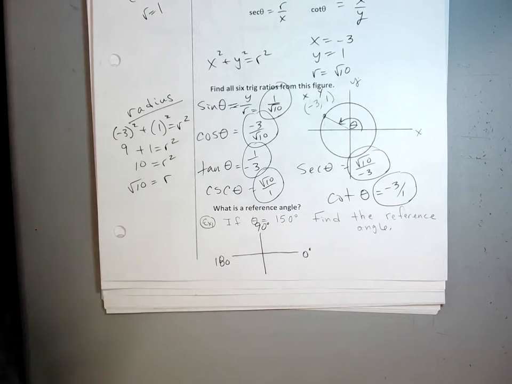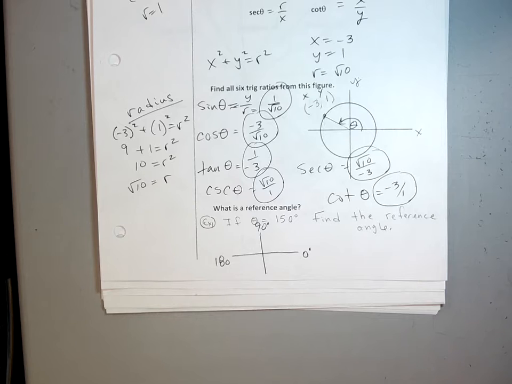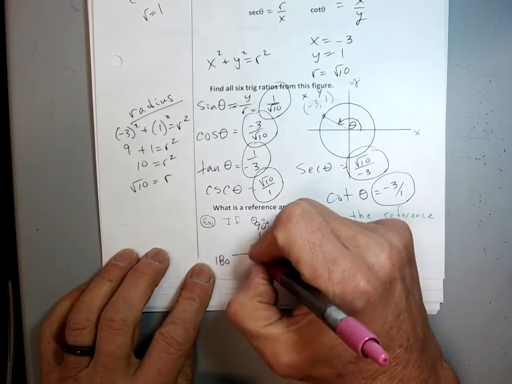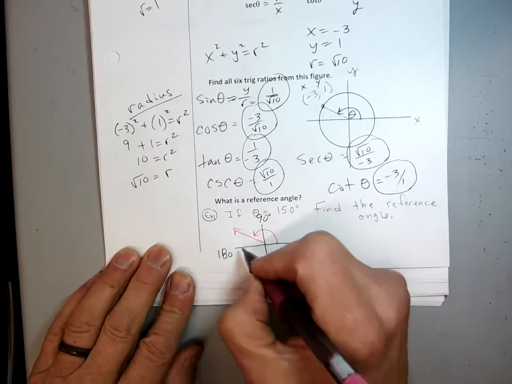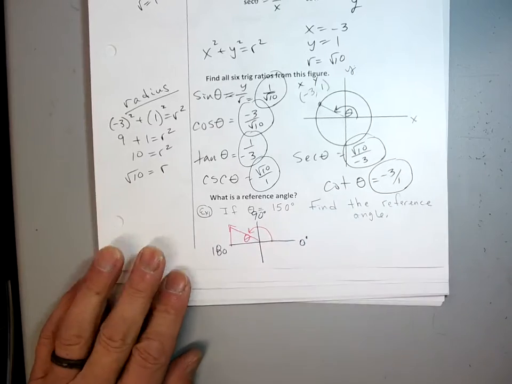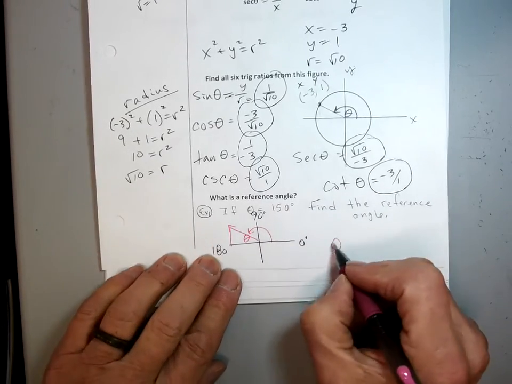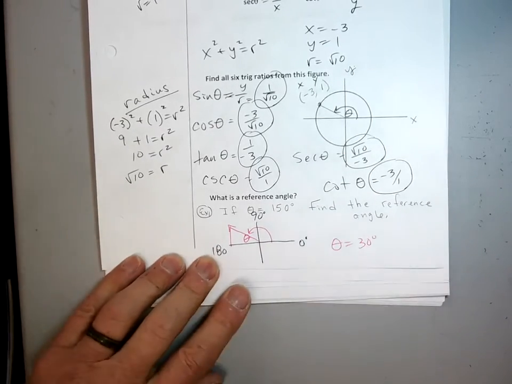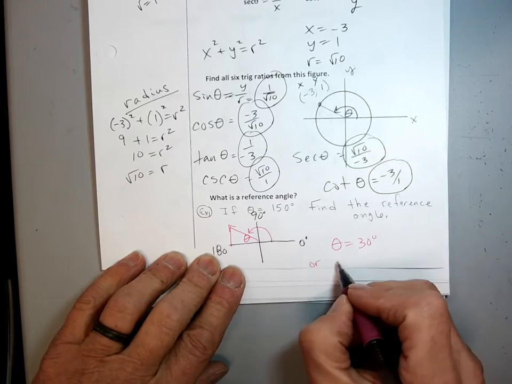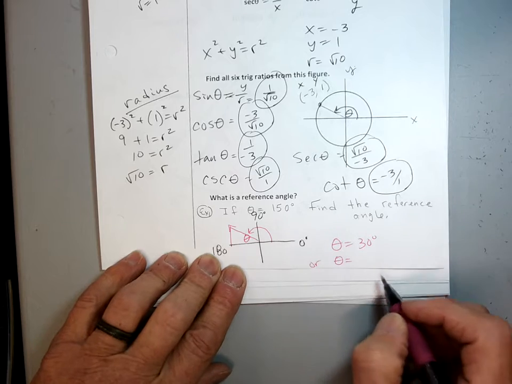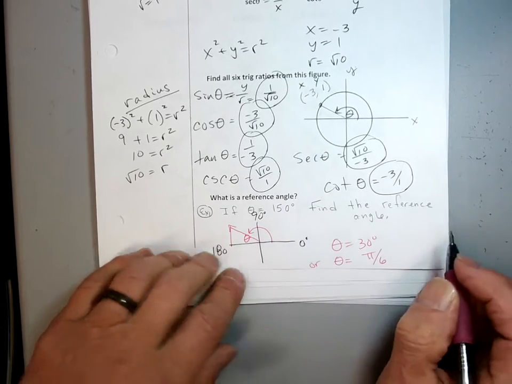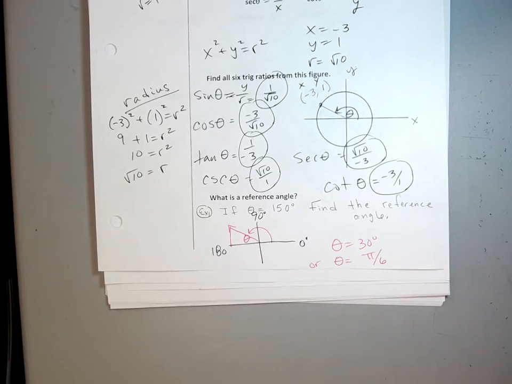Okay. So let's put that down. My 150 degrees is something like right about here. But my reference angle is this angle. What's that angle there? Theta equals 30 degrees. Or, in radians, pi over 6 is right. Because it's the same angle, right?